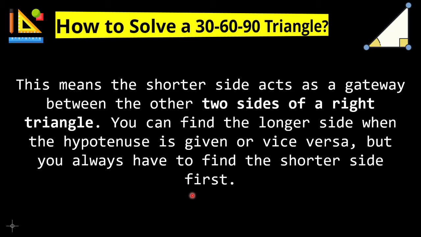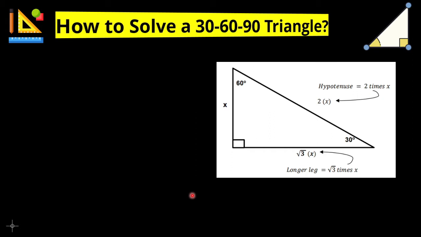But you always have to find the shorter side first, kasi siya yung x, kasi ang ratio is x, square root of 3x, and 2x, so 1, 2, 3. But remember always that the 3 is having a square root. Now, ito yung figure natin para mas mabilis, o yung mnemonic natin na 1, 2, 3, but the 3 has a square root.